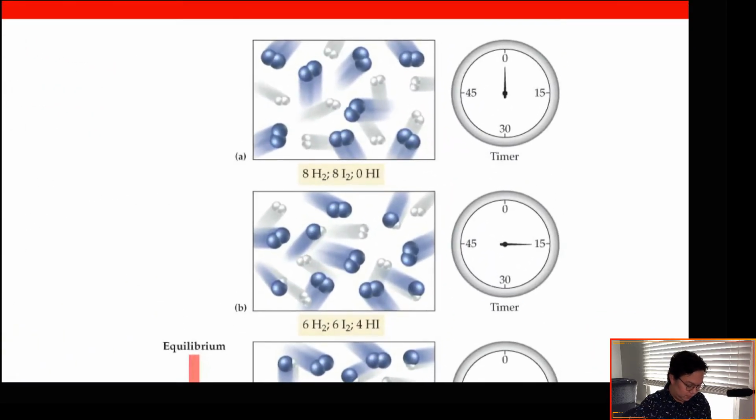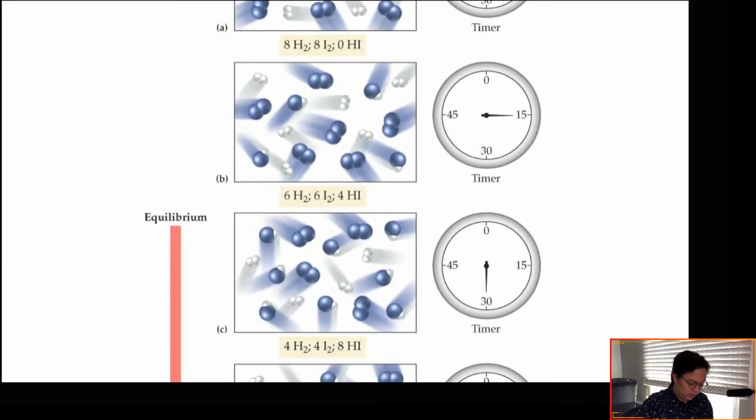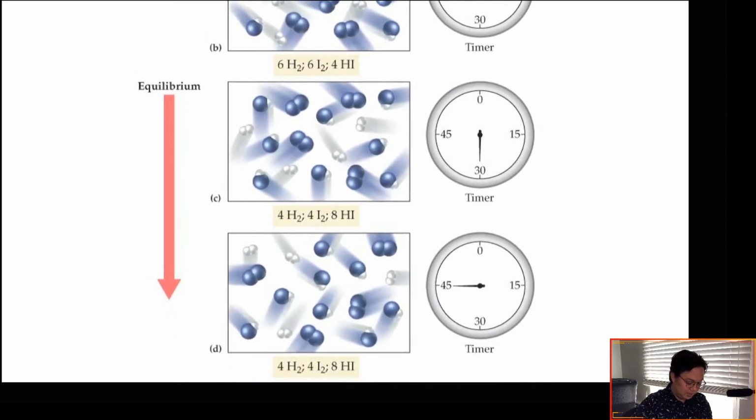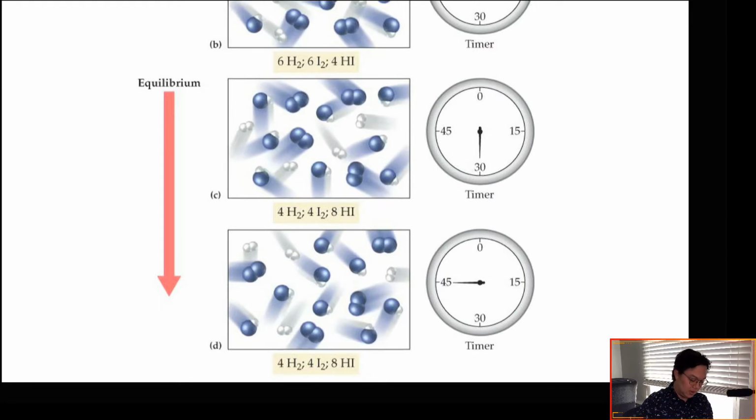If we look over here, we can see in the first one, we have 8 hydrogens, 8 iodines, and 0 hydrogen iodides. In our second frame here at 15 minutes, we've gone 6, 6, and 4. And here, it tells us that we've reached equilibrium, but we know that because we have 4, 4, and 8. And then 15 minutes later, we still have 4, 4, and 8. So we've reached this dynamic equilibrium state. In this example, this is 4, 4, and 8.